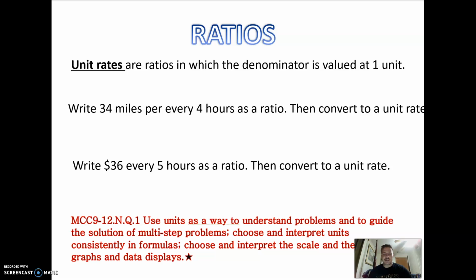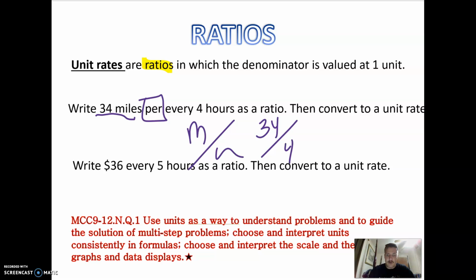Now, the reason we're going to talk about ratios is because we're going to talk about unit rates. A unit rate is just a ratio in which we divide it out. It's over 1, because most ratios are in the form of a fraction. When we talk about ratios, whatever is written before the word per is my numerator. So if I say I want the conversion of this rate, I want to write 34 miles per every hour, I'm going to put miles over hours. So my ratio would be 34 miles over 4 hours.